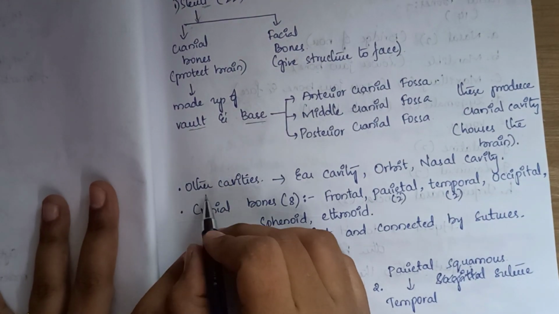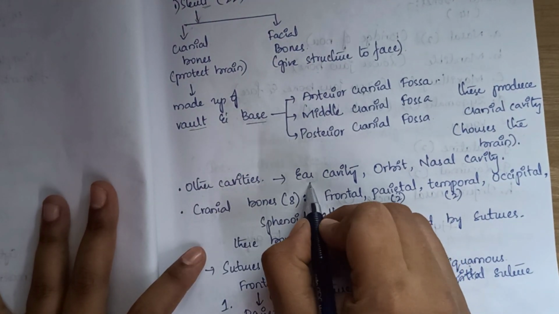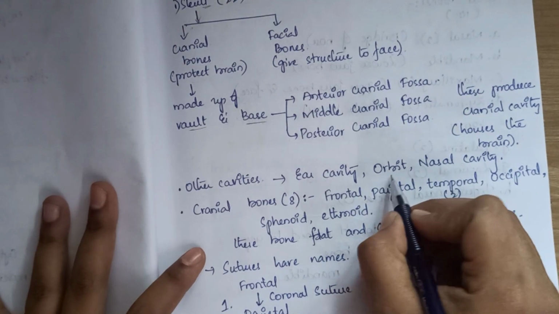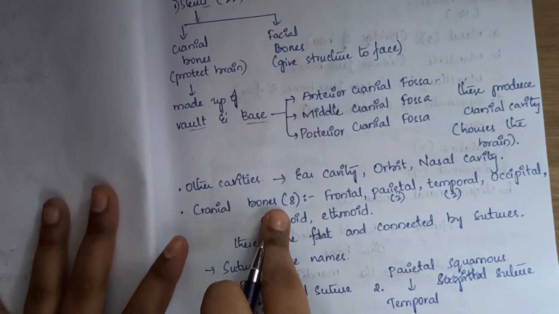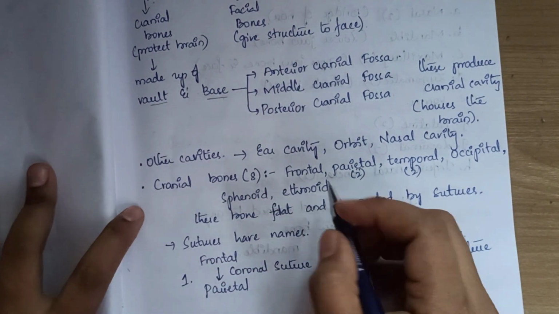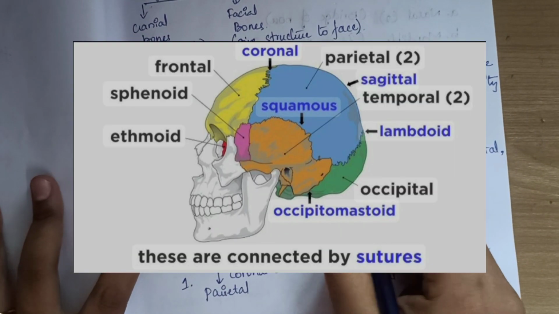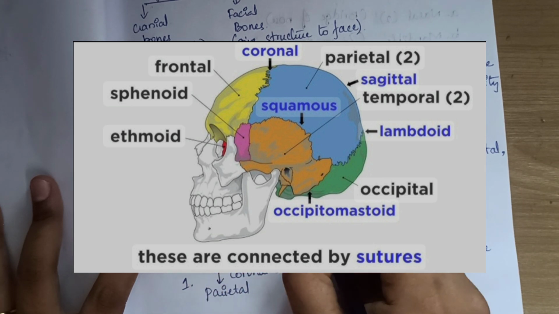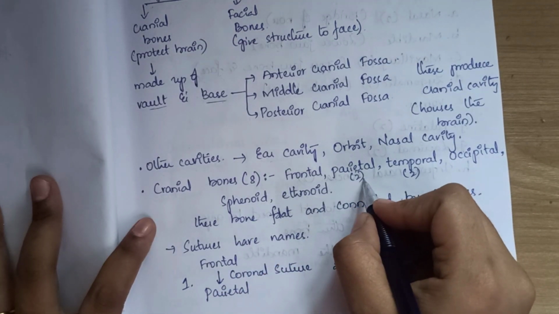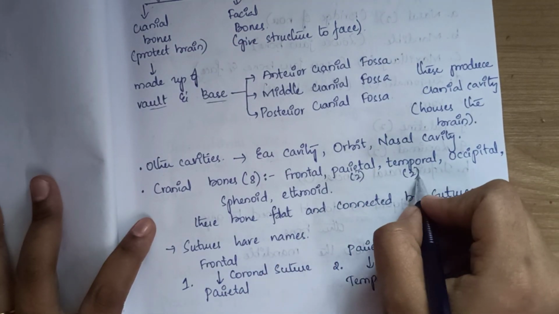There are other cavities like the ear cavity, orbit for eyes, nasal cavity for nose. Cranial bones are mainly 8 types. They are frontal bone, parietal bone, temporal bone, occipital bone, sphenoid bone, ethmoid bone. Two parietal bones and two temporal bones.